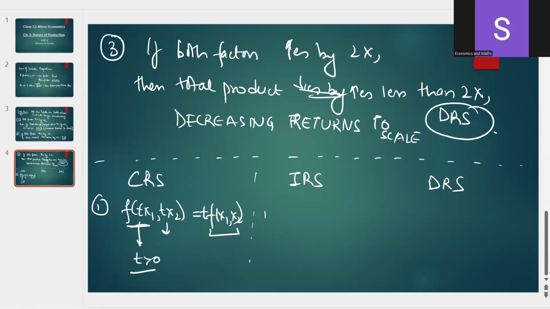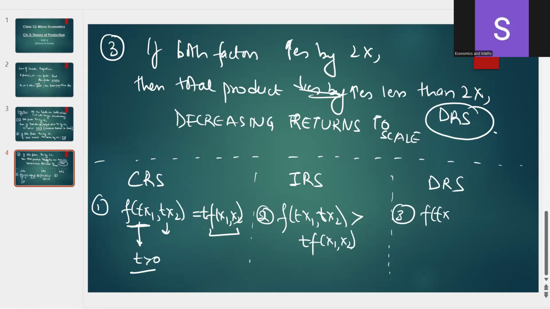However, for increasing returns to scale, the mathematical equation is f(t x1, t x2) > t f(x1, x2). Then it is called increasing returns to scale. In the case of decreasing returns to scale, it is f(t x1, t x2) < t f(x1, x2). Then it is called decreasing returns to scale.